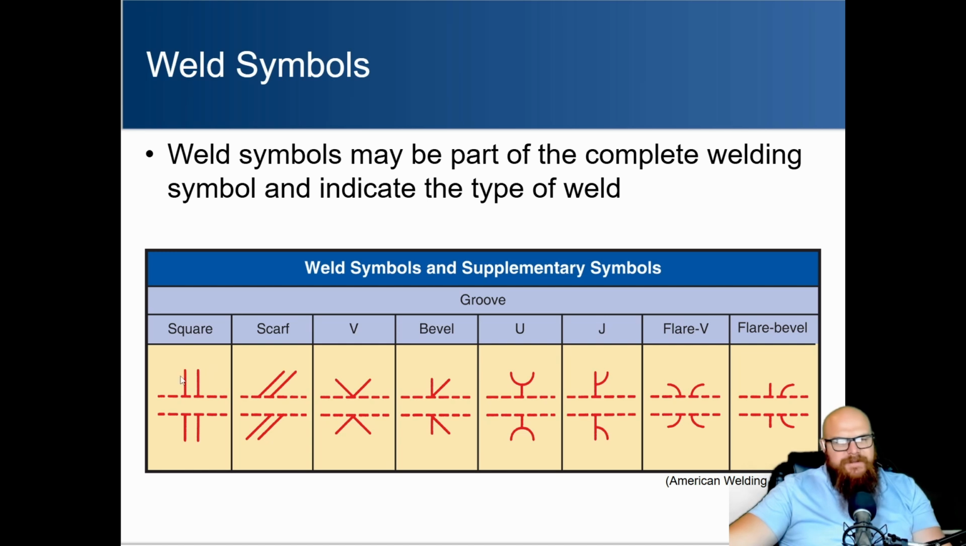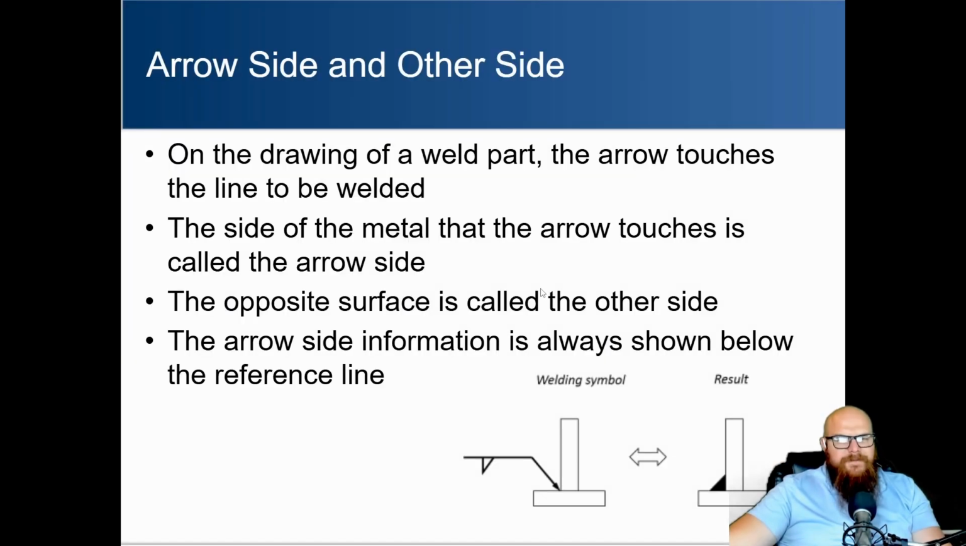Really the biggest one that we need to think about is just the square one, because that's what we've used in class. You may see a V, which is a double bevel, or you may just see a single bevel line. How it's drawn, whether it's on the top or the bottom, is referenced here. And that's going to be important in the next slide, where we talk about the arrow side versus the other side. So on a drawing, when you have a welding symbol, wherever the arrow touches, it's going to tell you where that needs to be welded. The opposite side of where it touches is the other side of that weld.